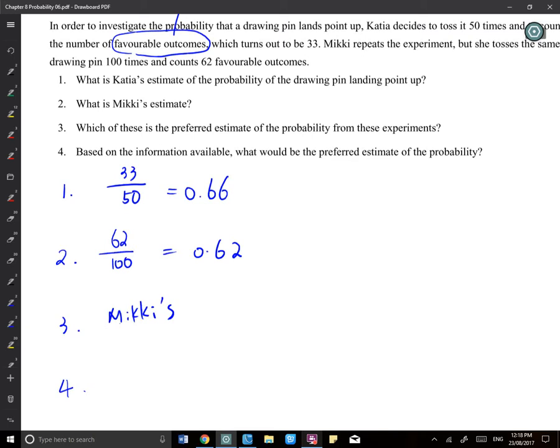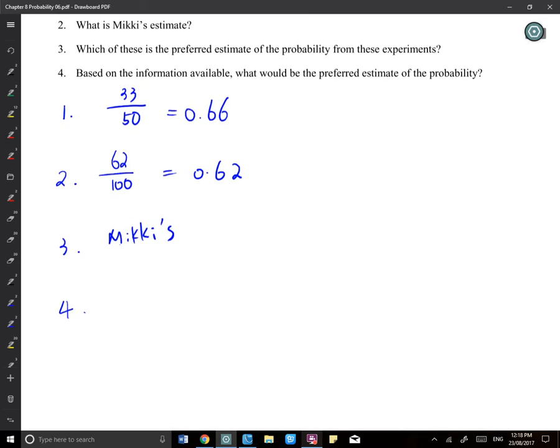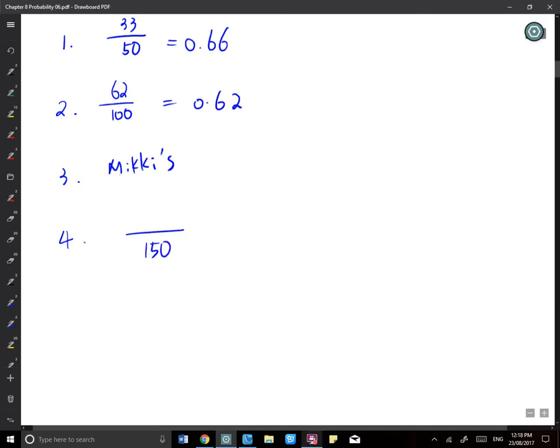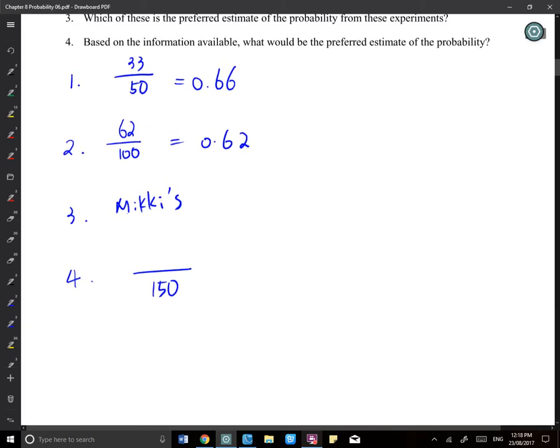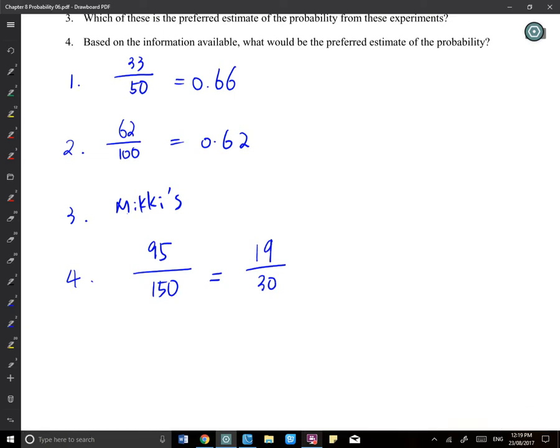Yeah, very good, adding them together. At the beginning, I was thinking about averaging as well, but then I realized it's not a half-half situation. It's not 100 times, 100 times. So I can't really do that, it's not going to give me the correct answer. I would think the more the better. How can I create more trials? 150 is the total number of trials we're doing together, and 33 and 62, which is 95, will be the total number of pins landing up. Divide by 5 is 30, divide by 5 is 19. It's 19 over 30 in this case.